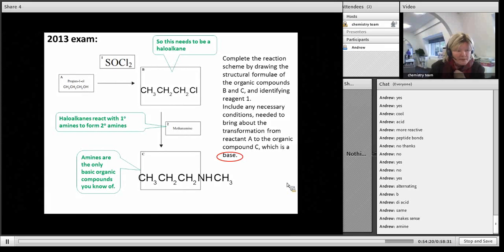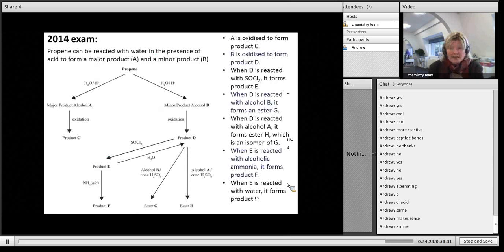Okay, here's what came up in last year's exam, and can you see they give you a lot of information, and there is your scheme, and you've got to get up to ester H. So you know A is oxidized to C, so the only things you really oxidize are alkenes, alcohols, and aldehydes. And you start with an alkene, so you know that, well, you know it's an alcohol anyway. B is oxidized to form product D.